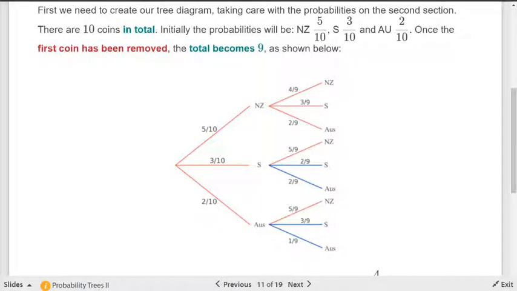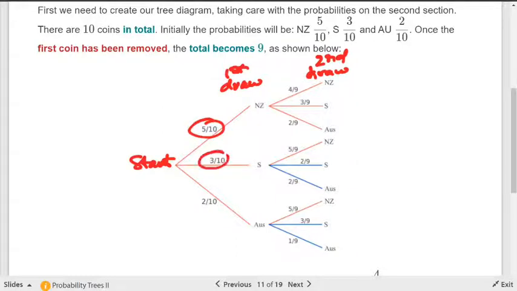So look at the probability tree. We have our start. I like my labels. This is the first draw. This is the second draw. Again, I'm not going to count off, but it just keeps you focused. The first one is the 5/10, 3/10, and 2/10 that we just talked about, right? New Zealand, Singaporean, Australian. For the second draw, notice that all of them went down from 10 to 9, no matter what, because there are simply not 10 coins left anymore.